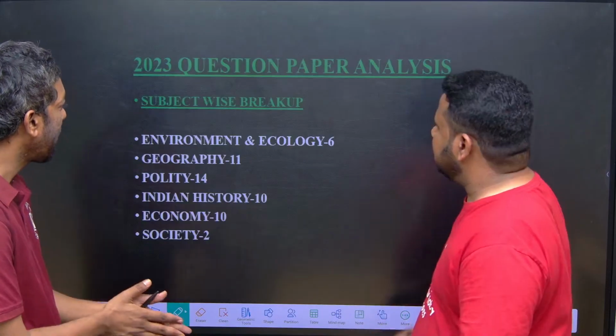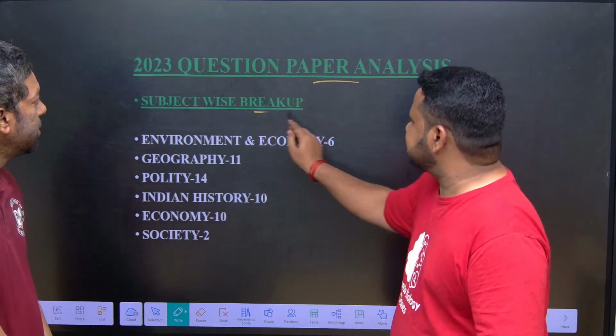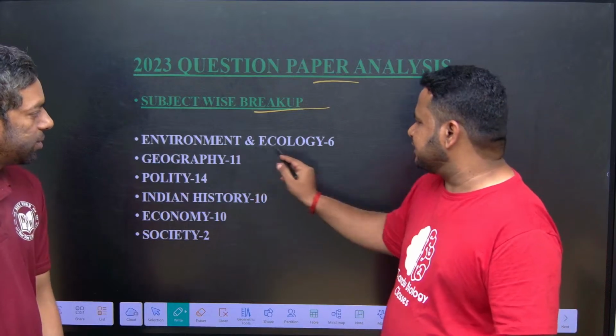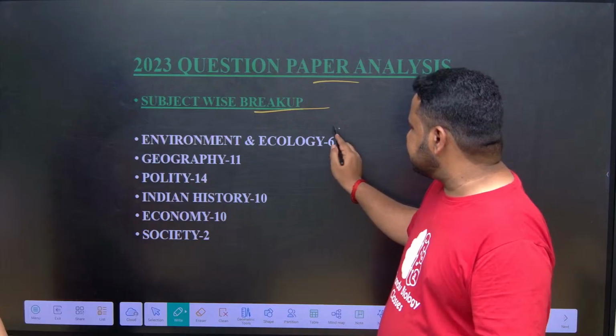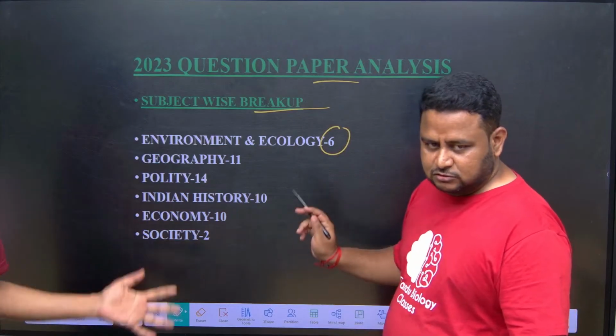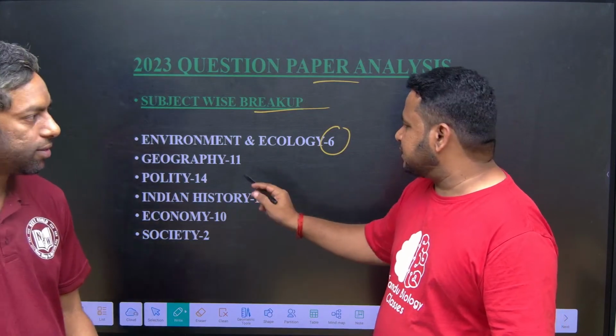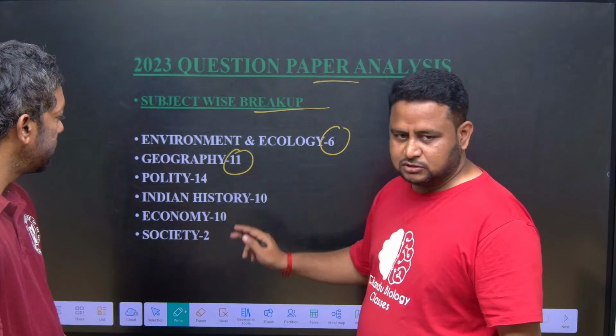Next thing is, this is where I have given you the subject-wise breakup. Next, coming to environment and ecology. This is based on the 2023 paper analysis itself. Environment and ecology, there were 6 questions in total. And when it comes to geography, there were 11 questions. So look at the weightage.